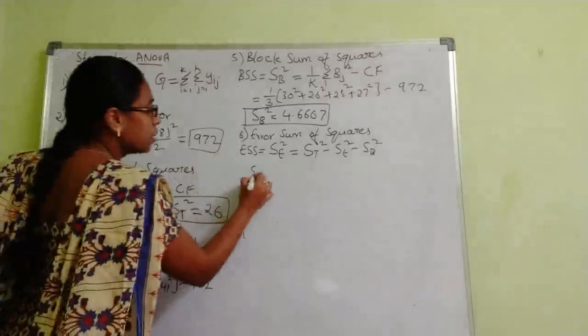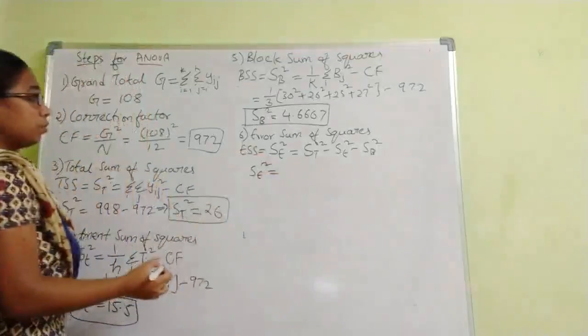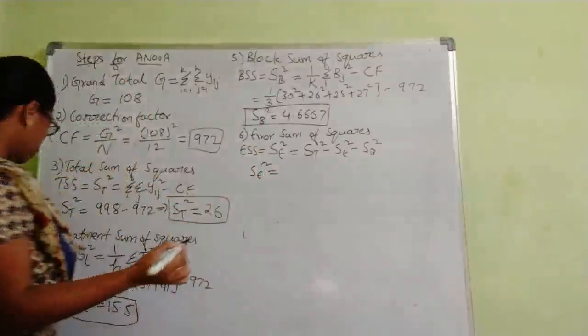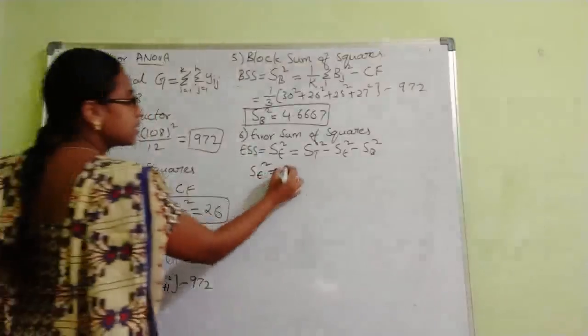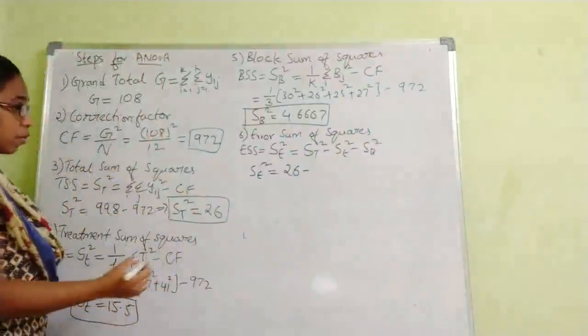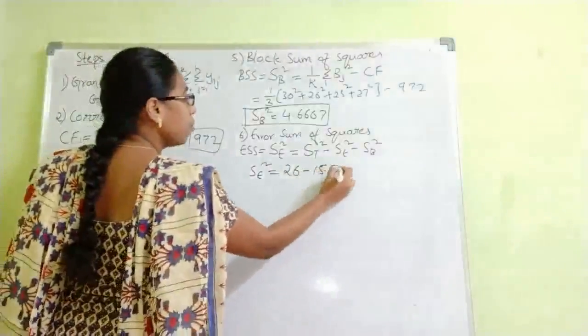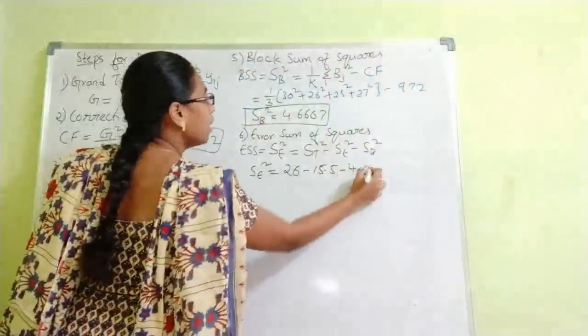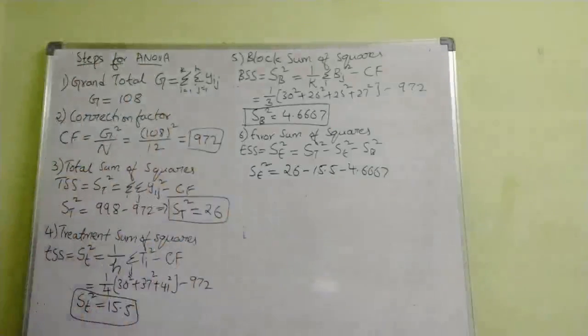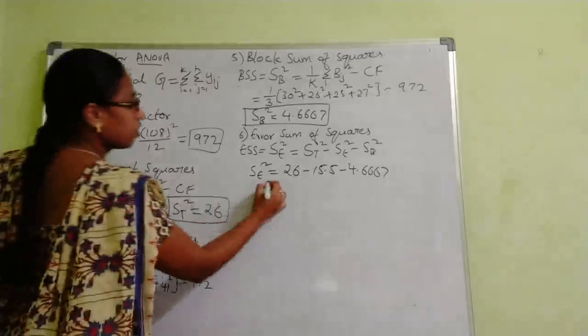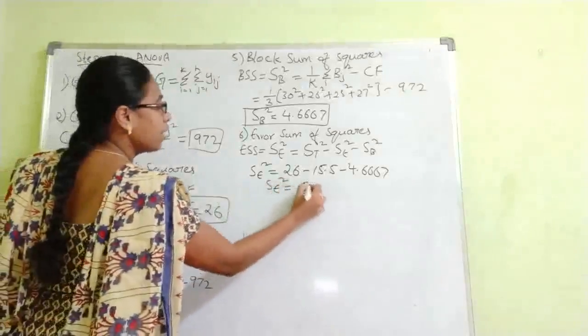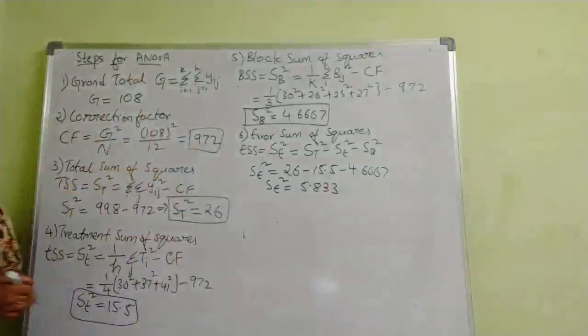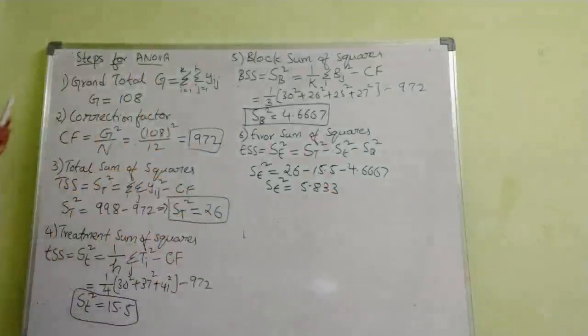And substitute the values. SE square is equals to, what is the total sum of squares? SE square equals to 26 minus treatment sum of square 15.5 minus block sum of square 4.667. So 26 minus 15.5 minus 4.667 is error sum of square, you get it as 5.833. So SE square equals to 5.833. Now these are the total steps for ANOVA.